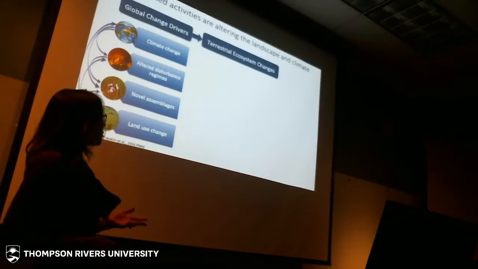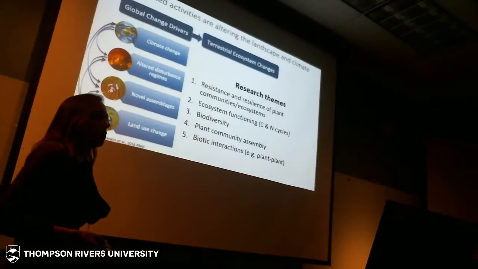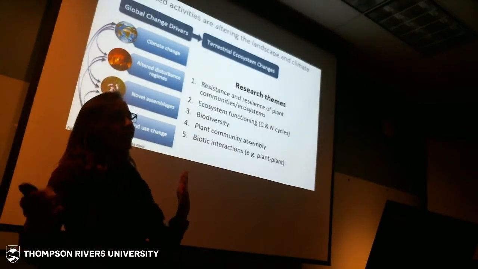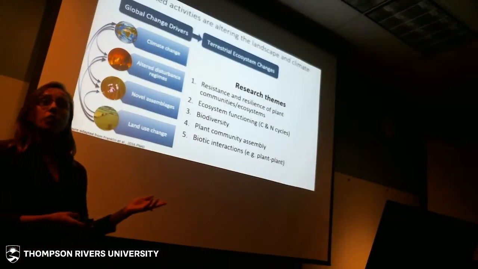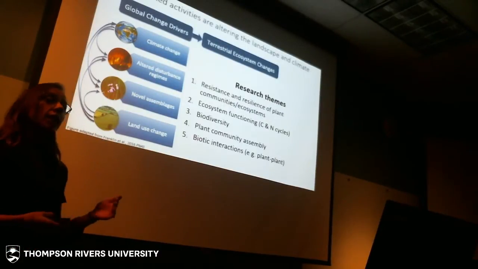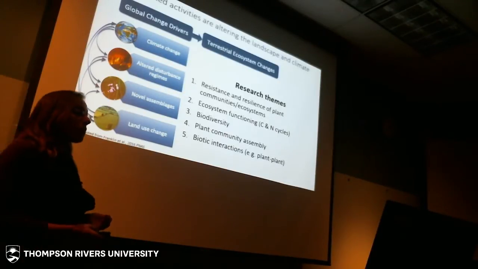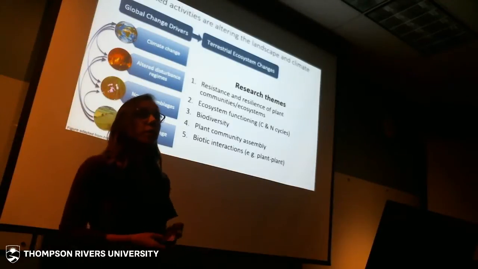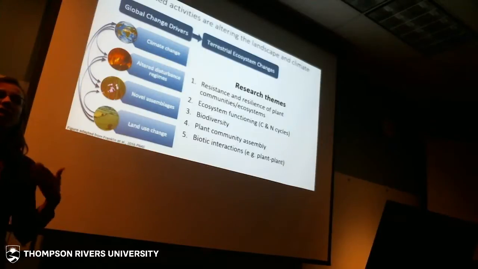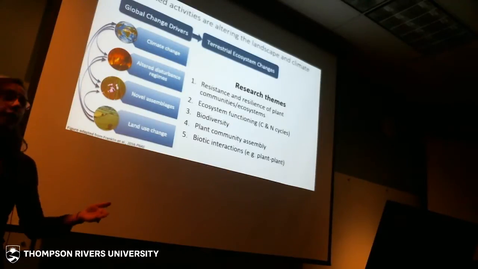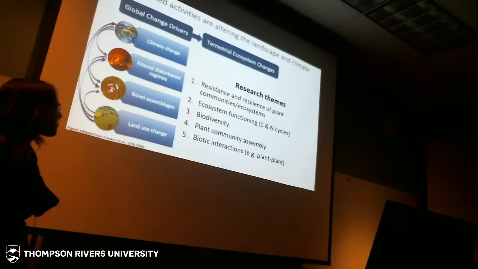So my research thus far has focused on these 5 major themes, to greater extent than others: the resistance and resilience of plant communities to these global change drivers, specifically exploring ecosystem functioning through carbon and nitrogen cycles, biodiversity, plant community assembly, and biotic interactions, plant to plant. That has been primarily theoretical work, but I would like to also explore that here, for example.